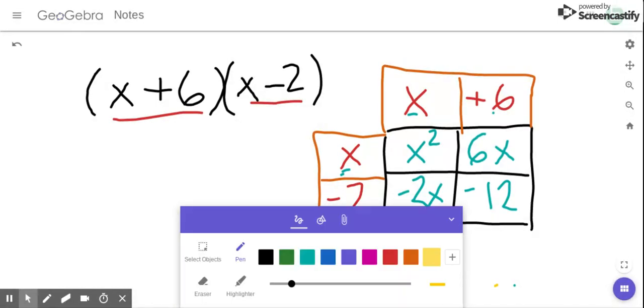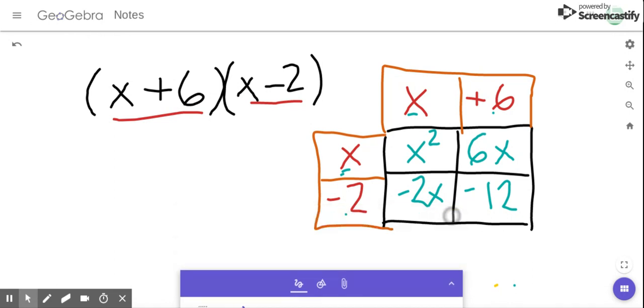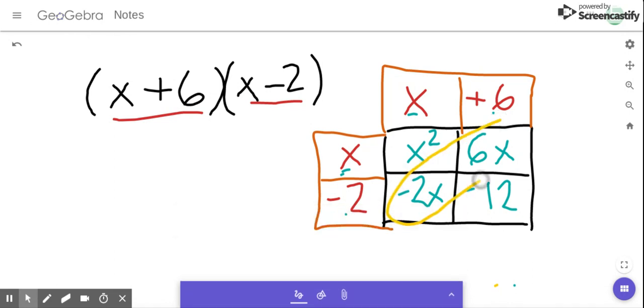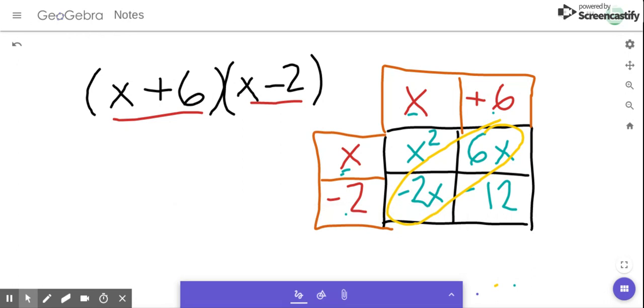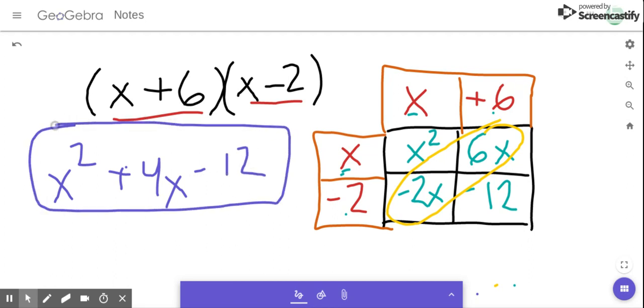Now, when you do it this way, you will always have like terms diagonally. So this 6x and negative 2x we can add together for our final answer. Our final answer is x squared. I'm going to go ahead and add together the 6 plus negative 2x is 4x. And then I still have minus 12. So this is my final answer, x squared plus 4x minus 12.